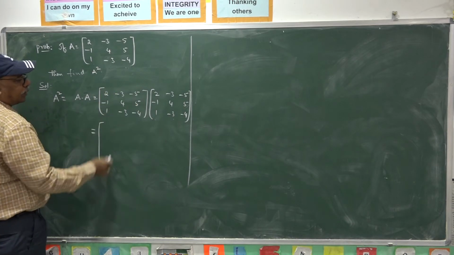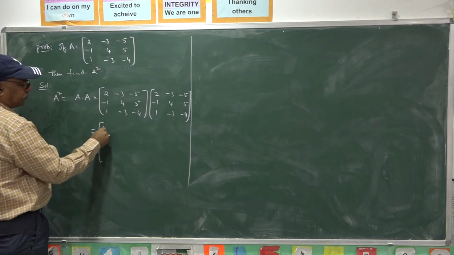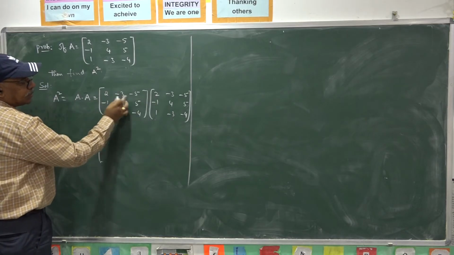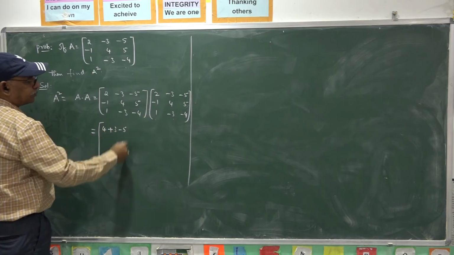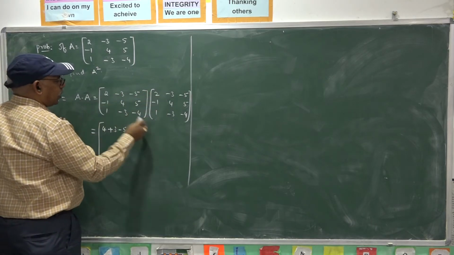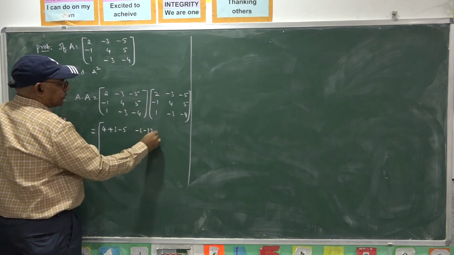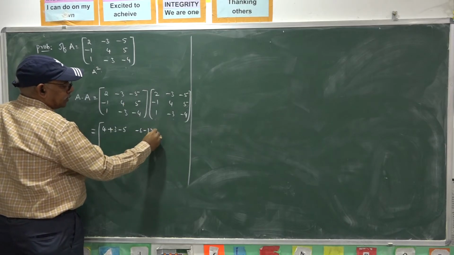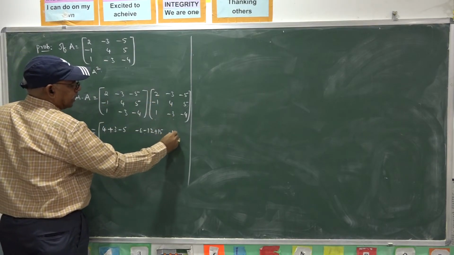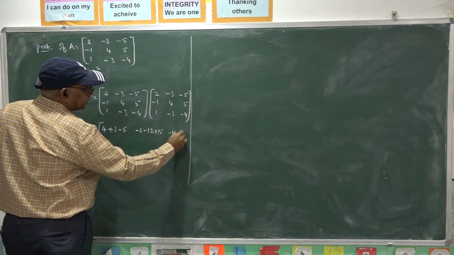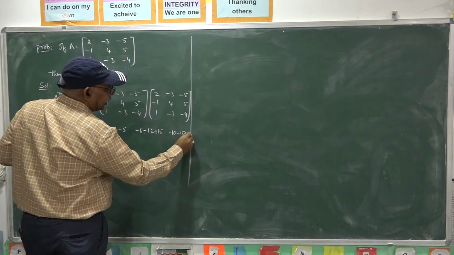row to column product. First row first column product, 2 into 2 is 4, minus 3 into minus 1 is plus 3, minus 5 into 1 is minus 5. Similarly, first row second column product, 2 into minus 3 is minus 6, minus 3 into 4 is minus 12, minus 5 into minus 3 is plus 15. And first row third column product, minus 10, minus 3 into 5 is minus 15, minus 5 into minus 4 is plus 20.